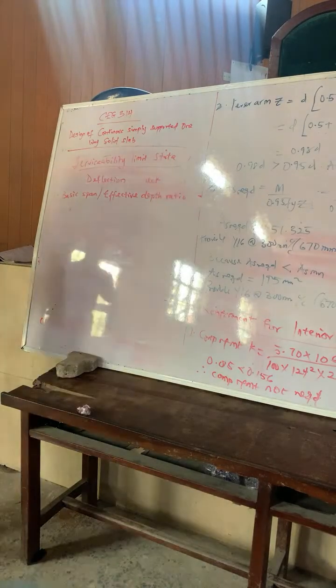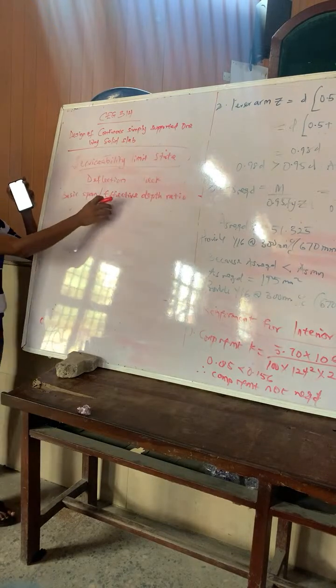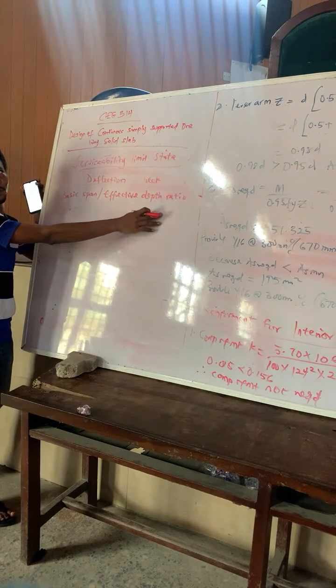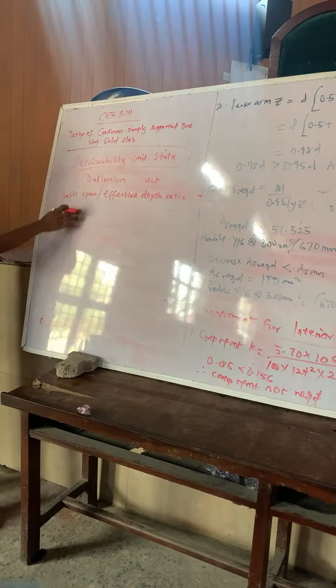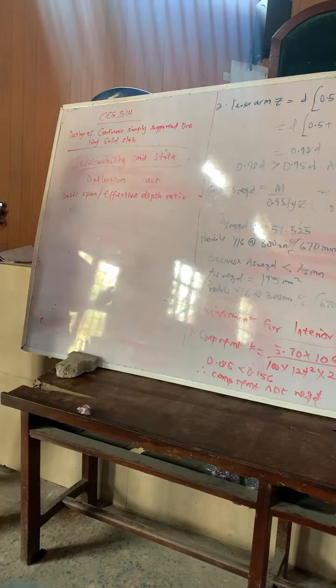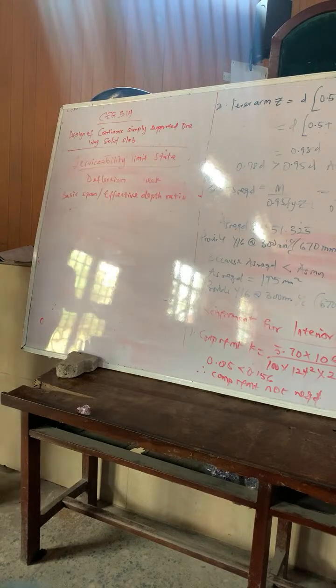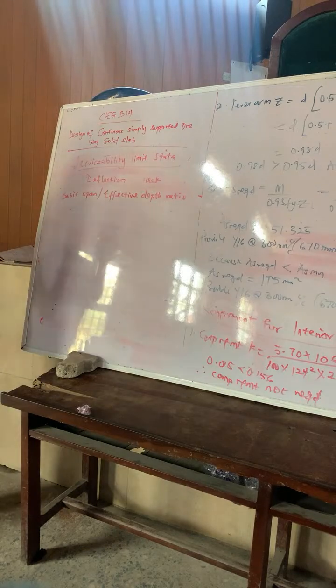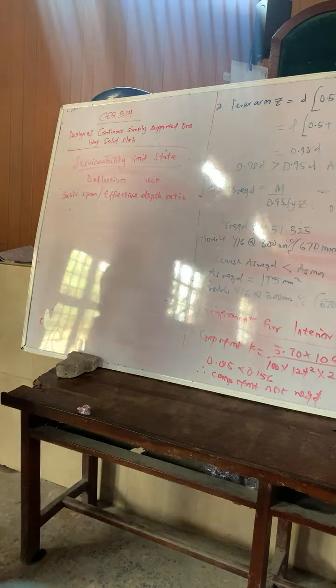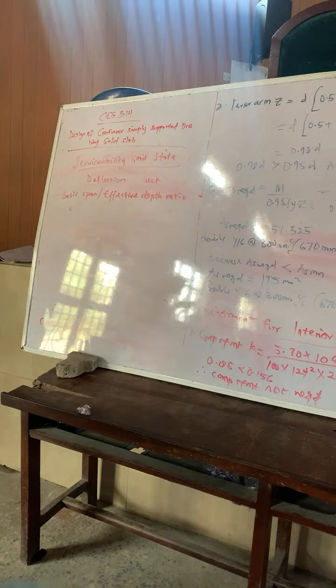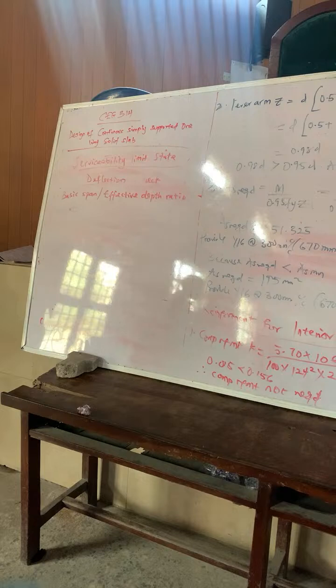We want to get our basic span per effective depth ratio. Let's say we want to calculate for our basic span, so everything is per effective depth ratio. So the table you use to get that will be given in the exam. We are on continuous, we are solving for continuous.